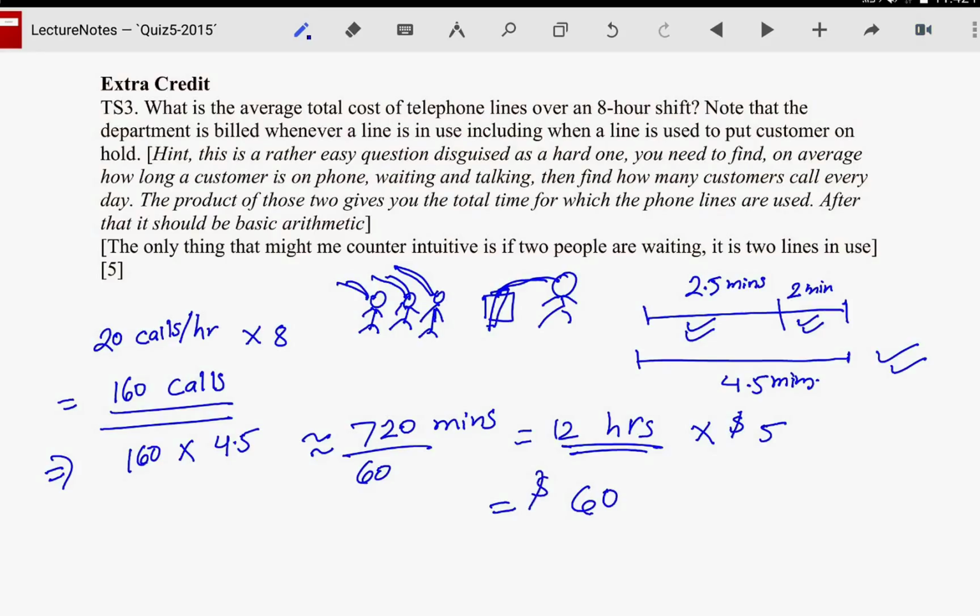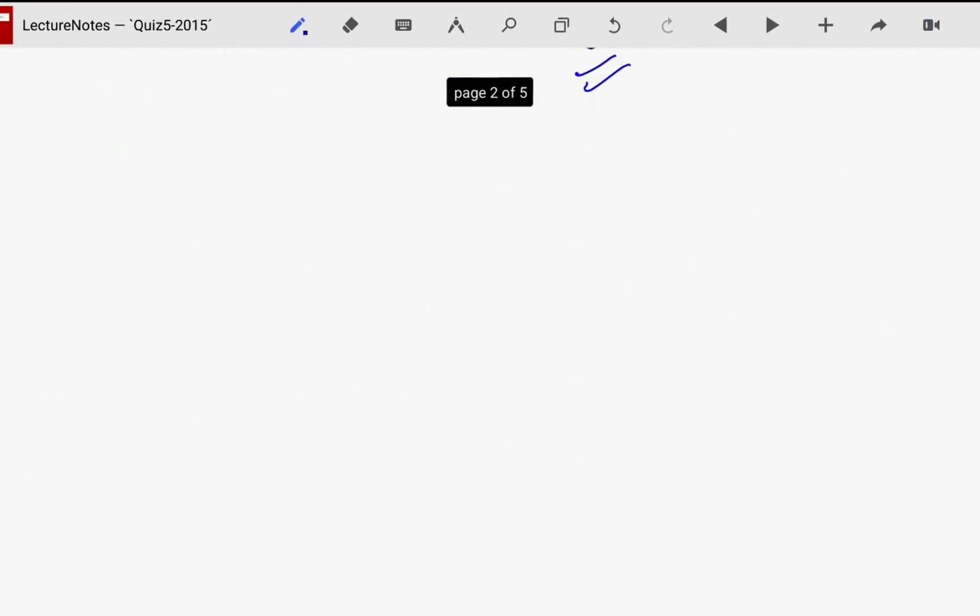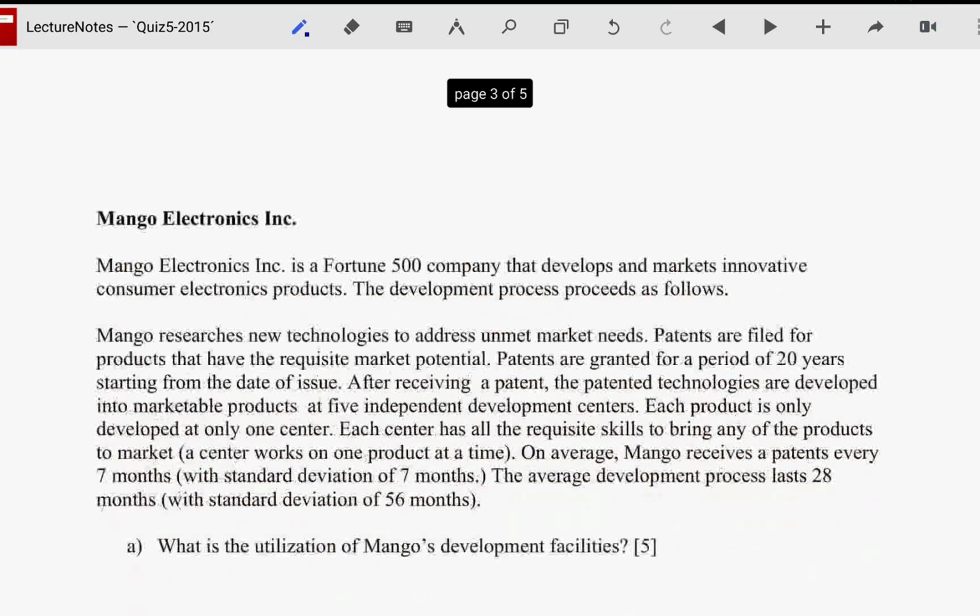Now this might sound counterintuitive, right? How do you use 12 hours of telephone time even though you are only open 8 hours? Because at some point 2 lines might be used. Sometimes you could be doing nothing too, with no telephone line being used. So altogether, 12 hours of use and $5 per hour is $60. That was an easy problem, right?